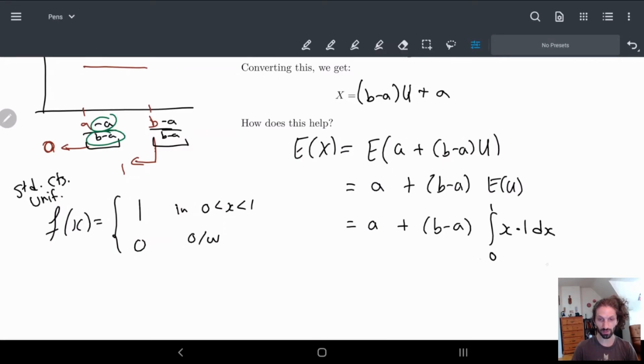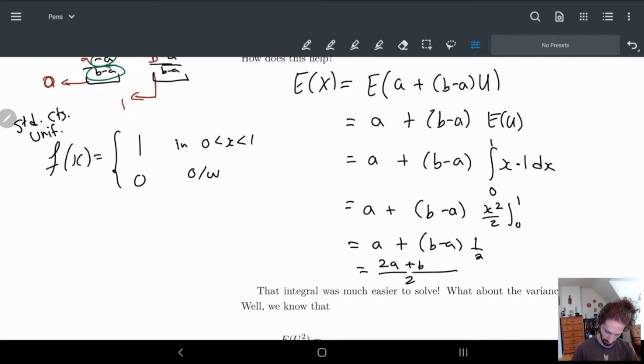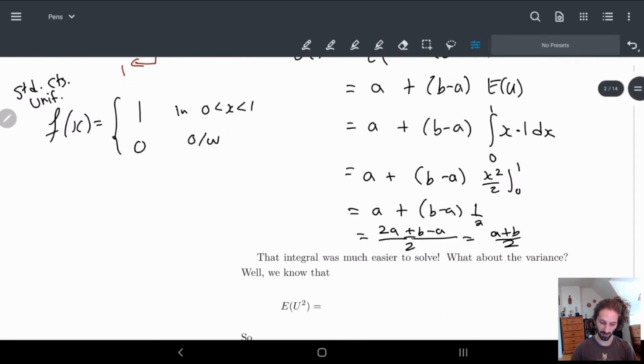Now this should be a lot easier for people to solve if you want to solve the integral, because we just get x squared over 2 from 0 to 1. So we get a plus b minus a, just 1/2, right? Solving this, we get 2a over 2 plus b minus a. So it's just a plus b over 2, which is what we had before. So it's basically just making this integral a nicer integral to do.